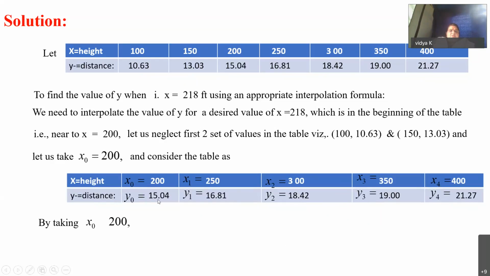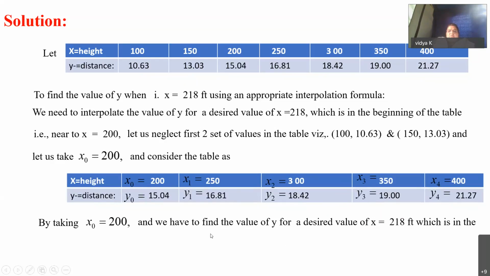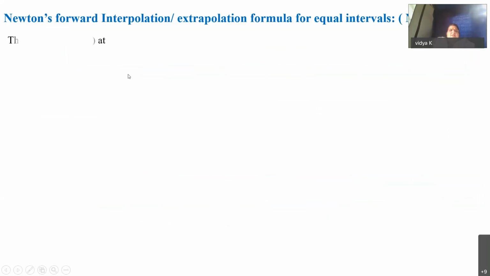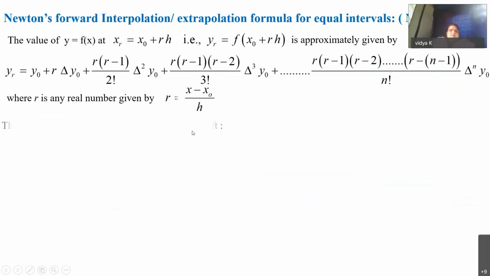Now by taking x naught as 200, we have to find the value of y for the desired value of x equal to 218 feet, which is in the beginning of the table, isn't it? Because it is very close to x naught, therefore we prefer NFIF, as I mentioned. So first I write Newton's forward interpolation formula. This is the formula. Then I have to now interpolate the value of y for x equal to 218 feet.